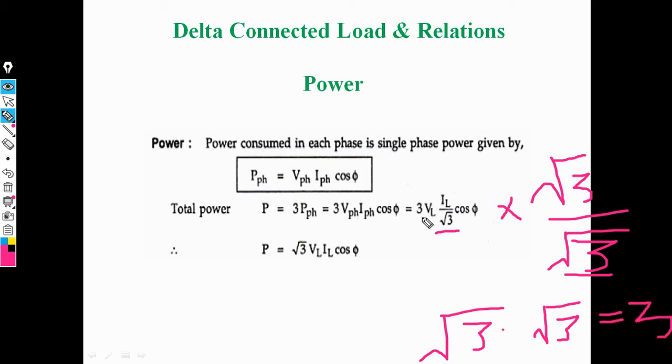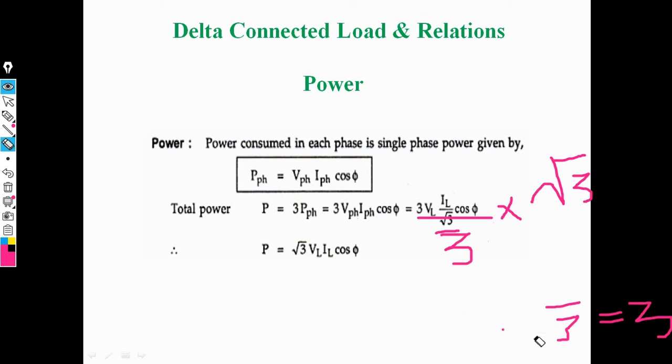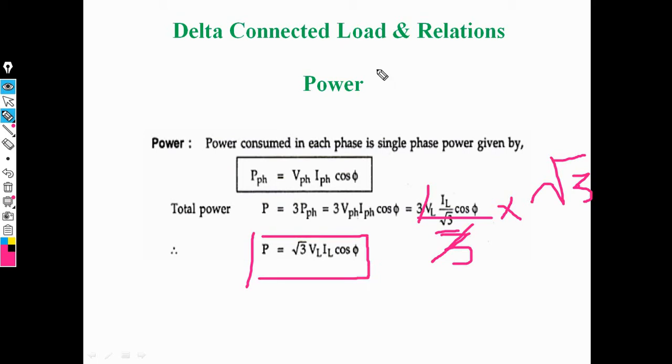Then this value, this 3, is put here, and root 3 is multiplied as it is. Here we obtain 3. Then the 3s cancel, and we obtain root 3 VL IL cos phi. And this is the power in a delta connected load with VL equal to VPH and IL equal to root 3 IPH. This is the delta connected load and its relations for voltage, current and power.